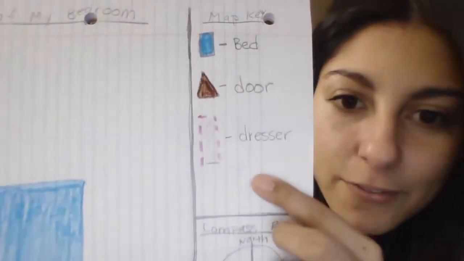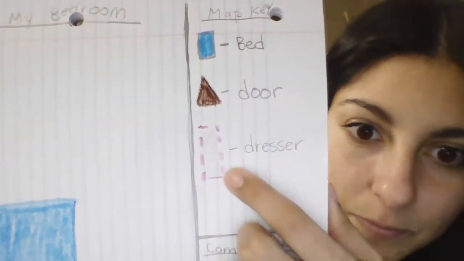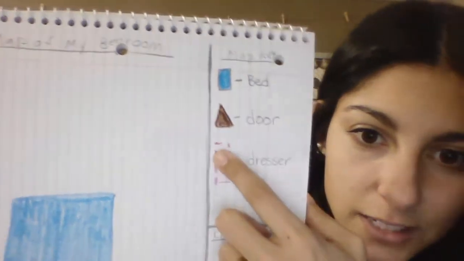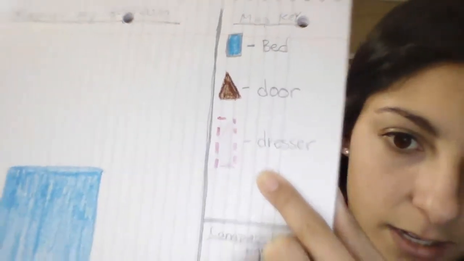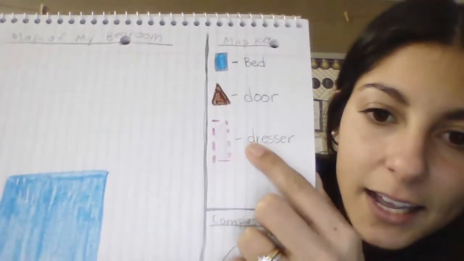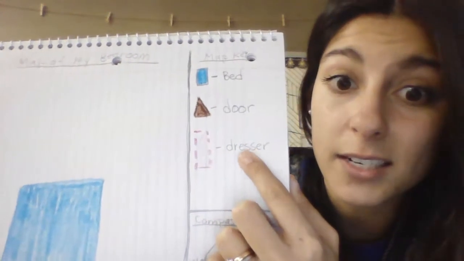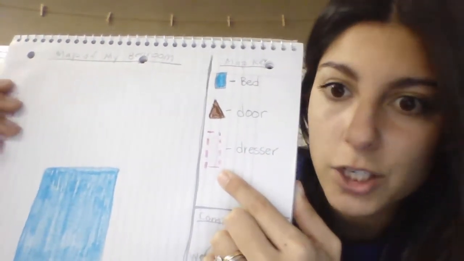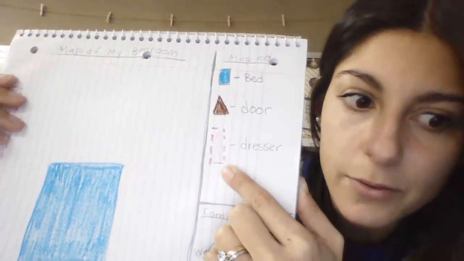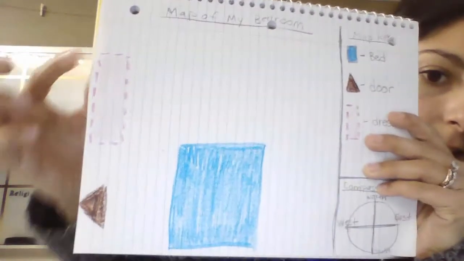So I decided that for my dresser, I was going to draw a dotted line that's pink. I did try to color it in. It's hard to see in the video, but I kind of shaded it in lightly and I labeled it dresser. If you don't have a dresser, remember you can do a closet. So make a symbol for your dresser or your closet, wherever it is in your bedroom. Make a symbol for it, label it dresser or closet, and then put it on your map, like here.